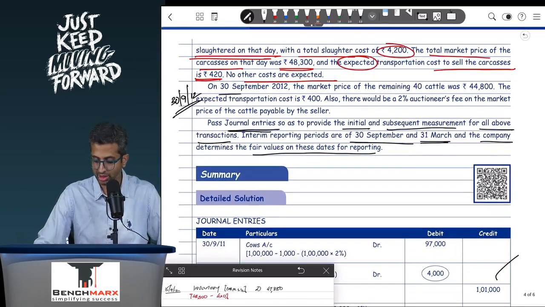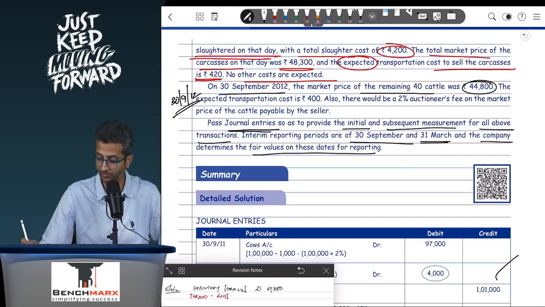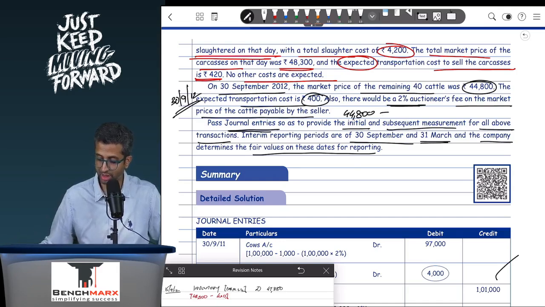So on 30th September 12, the market price of the remaining 40 cattle was 44,800. Okay, so this is for the remaining 40 cattle, that is after 42 and 18. The expected transportation cost is 400. Also there will be a 2% auctioneer's fee on the market price of the cattle payable by the seller. So basically 44,800 and a 2% auctioneer fee. So this is basically 44,800 into, let's say, 2%. So that comes to, I think, 896 if I'm not wrong, and 400 of transportation cost.